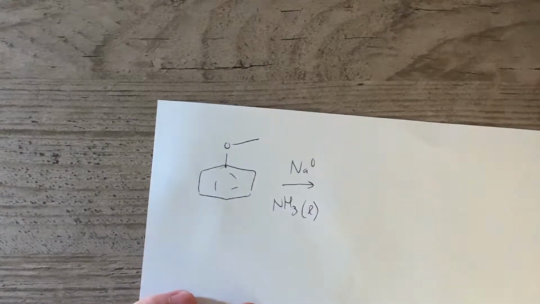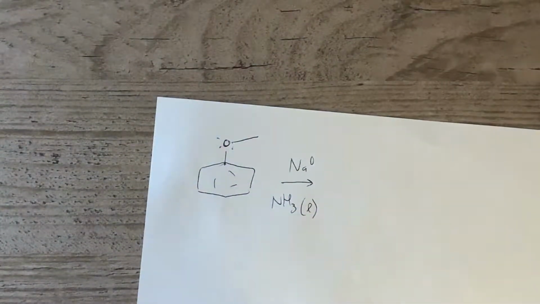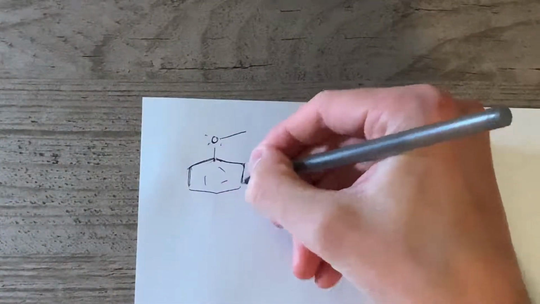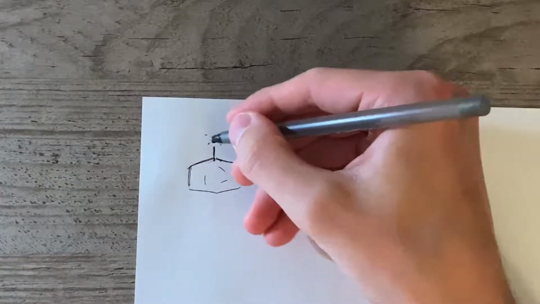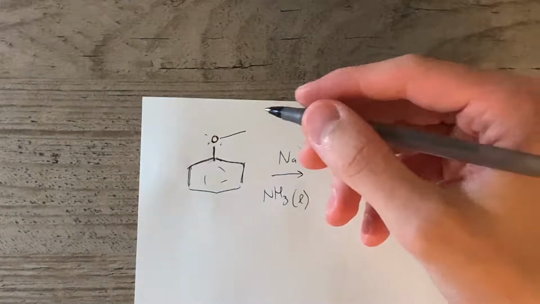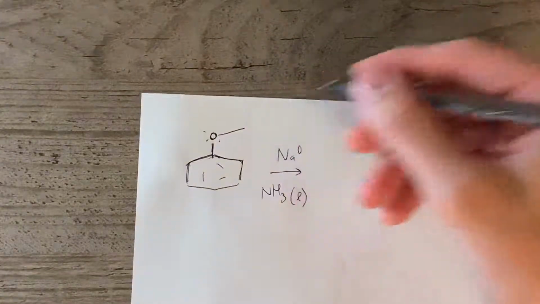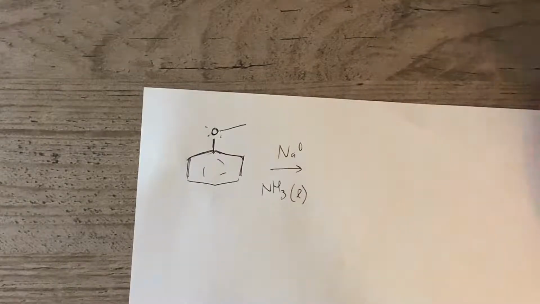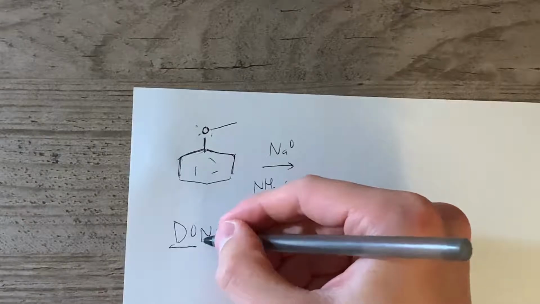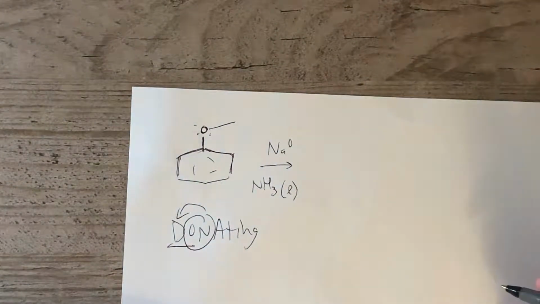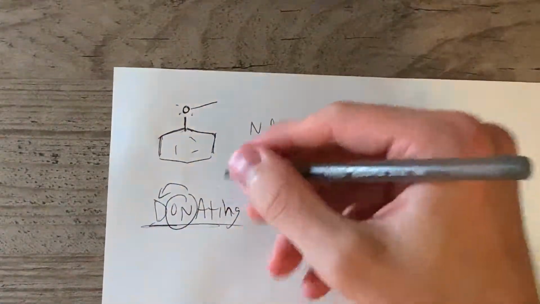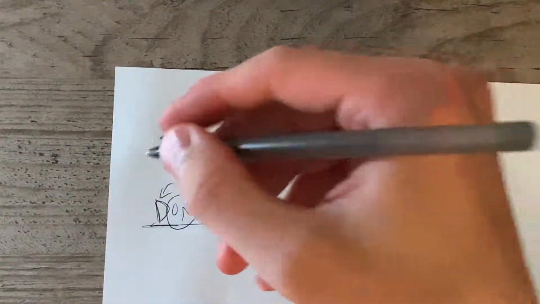A lot of people get confused here. This has lone pairs. We've figured this out already based on the directing effects, so you know this is an electron donating group. It's got lone pairs. Anything with lone pairs is an electron donating group. So what I like to remember is that electron donating goes on the double bond. That's one way you can remember it, just with the way it sounds. Electron donating goes on the double bond.